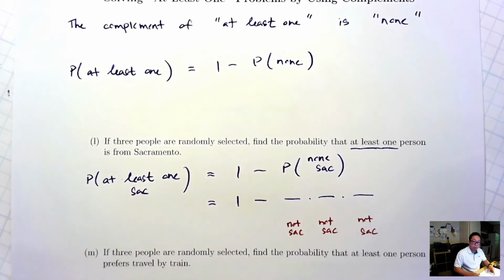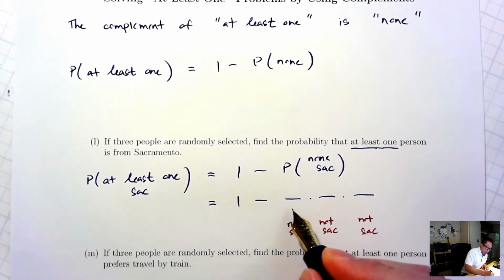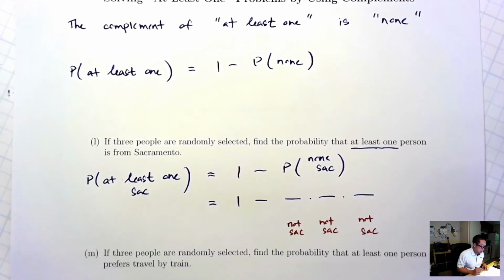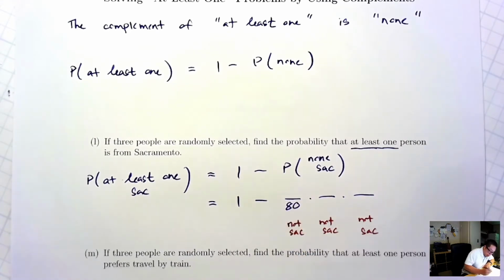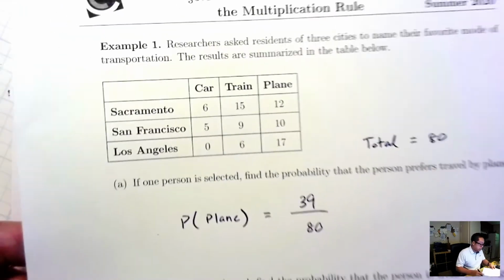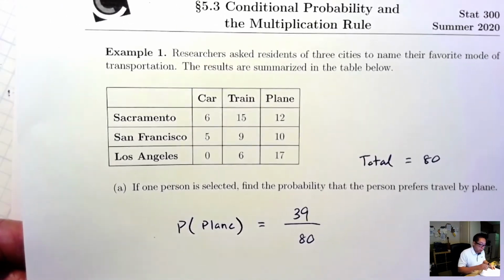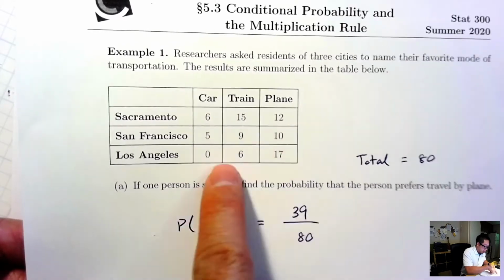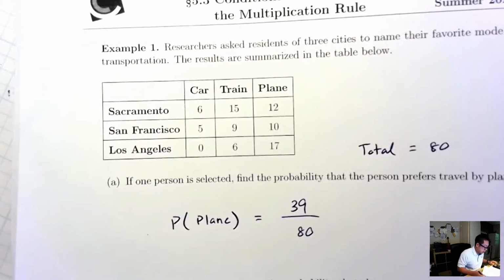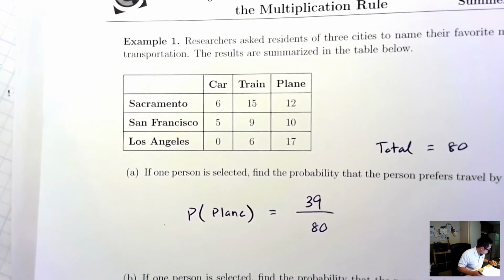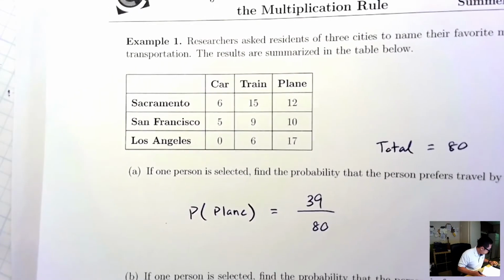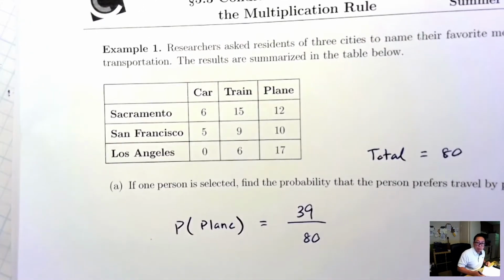Okay, so three people, I want all of them to be not Sacramento. First fraction, the bottom should be the total, which I think is 80. And then how many people are not from Sacramento? So not Sacramento would be the bottom 2 rows. So 5, 9, 10, and then 6 and 17. I got 47.